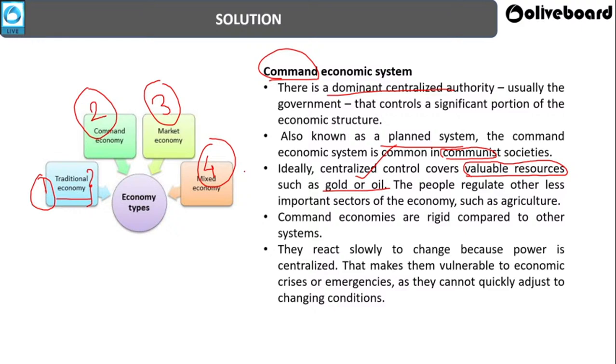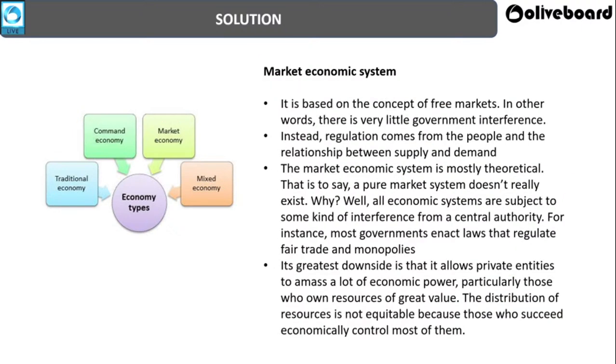And they are very, very rigid by nature itself. They are very rigid compared to the other systems, and they react slowly to change because they are completely centralized, right? In centralized systems, decision making is very slow, and this also makes them vulnerable to economic crisis, because when we have a crisis or an emergency-like situation, it requires very quick decision making, which is going to be lacking in the centralized economic system. It is not going to work during such a crisis or emergency situation, right? So this is the command economic system.